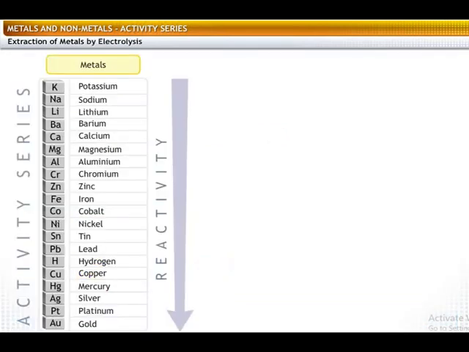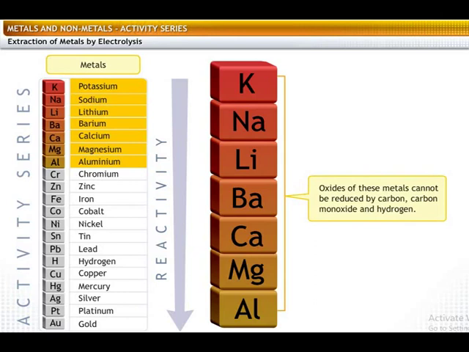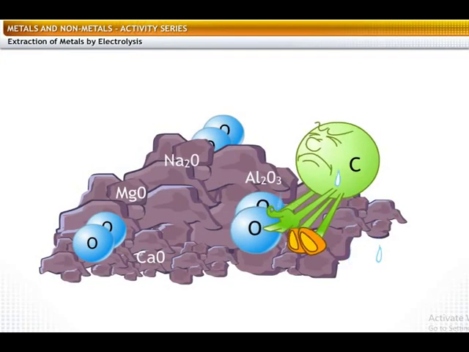The metals high up in the activity series are very reactive. Hence, they cannot be obtained from their compounds by heating with common reducing agents like carbon, carbon monoxide, and hydrogen. For example, a reducing agent like carbon cannot reduce the oxides of metals like sodium, magnesium, calcium, and aluminium because they have more affinity for oxygen than carbon. Therefore, these metals are refined by another method known as electrolysis.